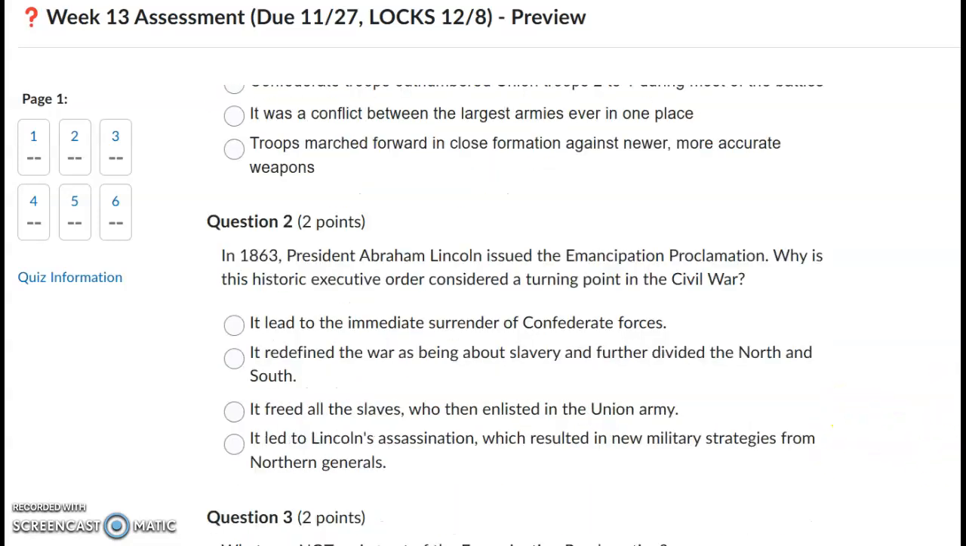Question number 2. In 1863, President Abraham Lincoln issued the Emancipation Proclamation. Why is this historic executive order considered a turning point in the Civil War? It led to the immediate surrender of Confederate forces. It redefined the war as being about slavery and further divided the North and the South. It freed all the slaves, who then enlisted in the Union Army. It led to Lincoln's assassination, which resulted in new military strategies from Northern generals.